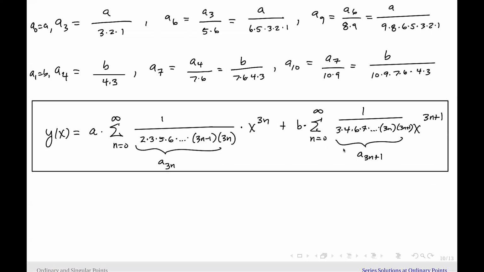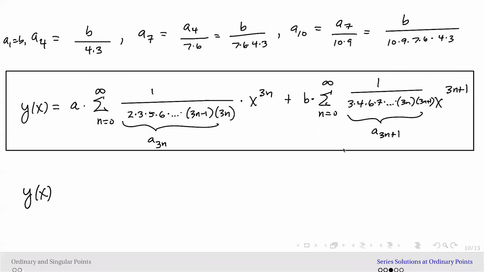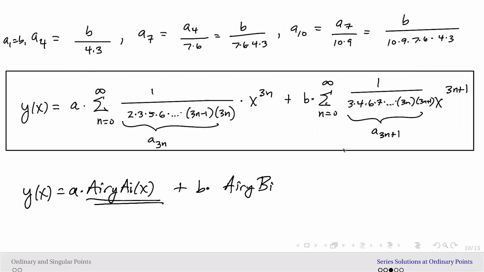But I want to take it one step further because mathematicians have given these things names. This one is the Airy function. So this is Airy Ai of x. And the one that's multiplied by b is Airy Bi of x. And you can check those out in the Maple file, but these are the names given to these power series.